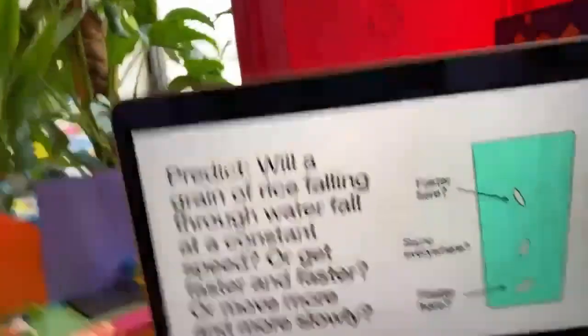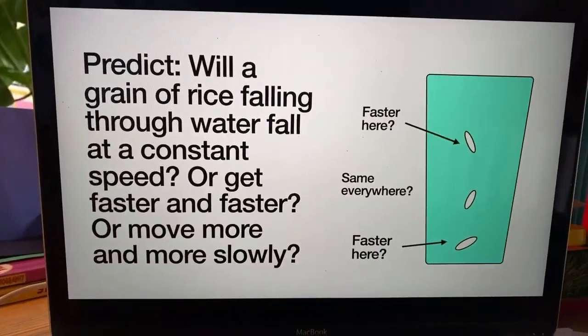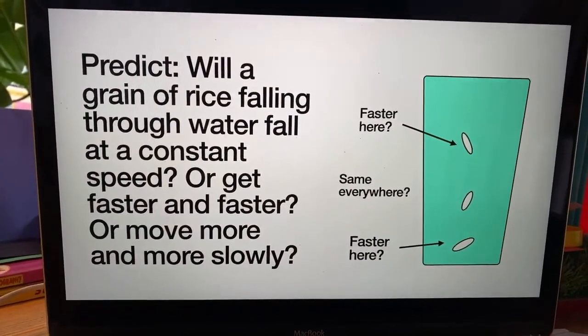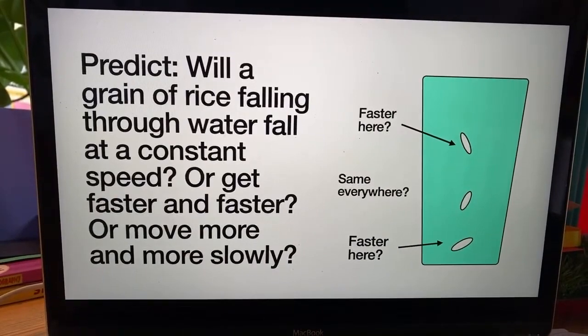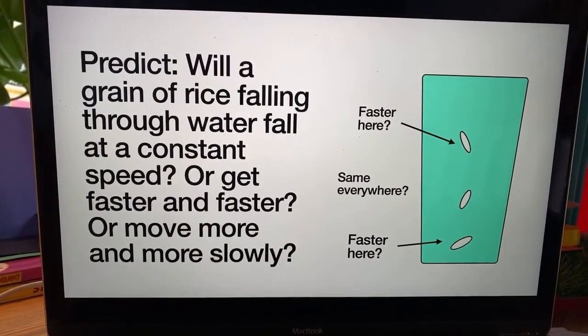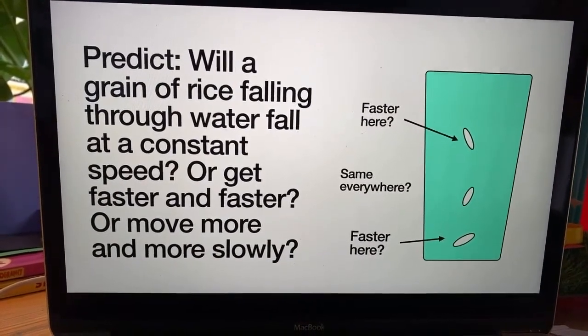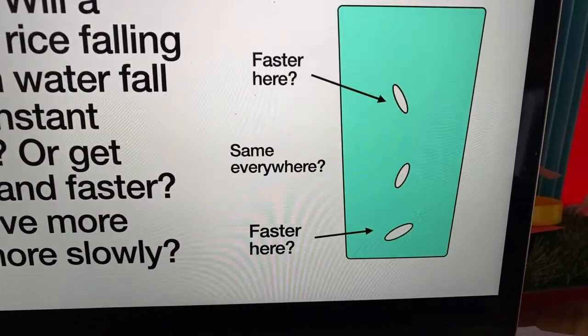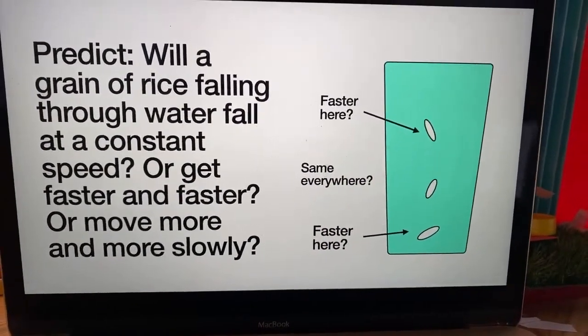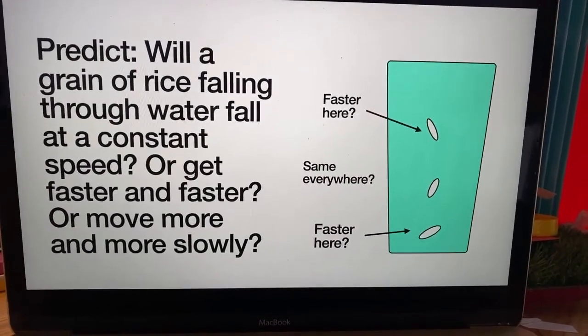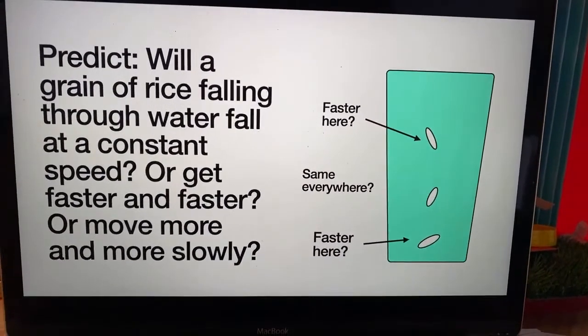I've written the question down for you. Sometimes it's easier to think when you can see it in writing. Predict. Will a grain of rice falling through water fall at a constant speed, or get faster and faster, or move more and more slowly? Look, I even drew a diagram. What do you reckon? We're not going to do it.